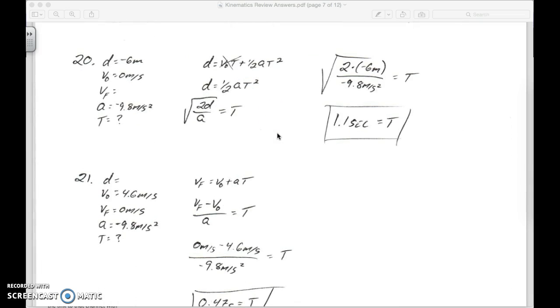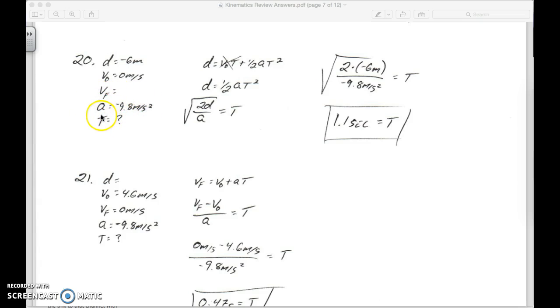Number 20. From her bedroom window, a girl drops a water-filled balloon to the ground 6 meters below. That's why this is negative 6 meters. If the balloon is released from rest, how long is it in the air? Released from rest means that the initial velocity is 0. You're not throwing it, you're just dropping it. And the acceleration of anything in free fall is negative 9.8 meters per second squared.